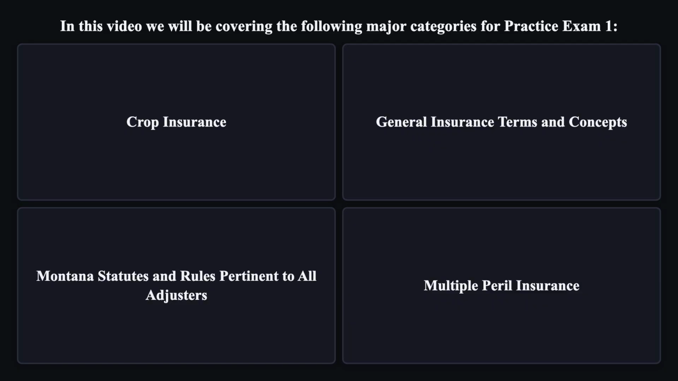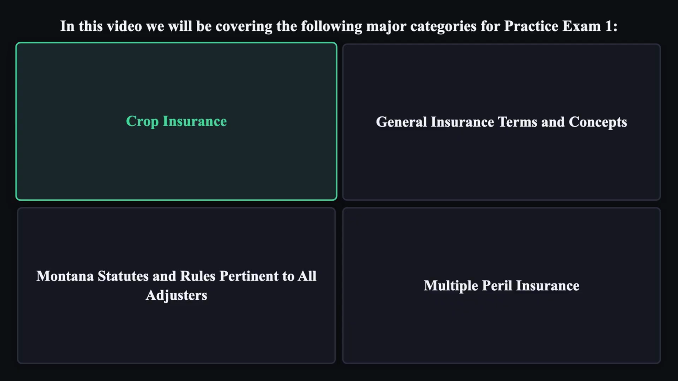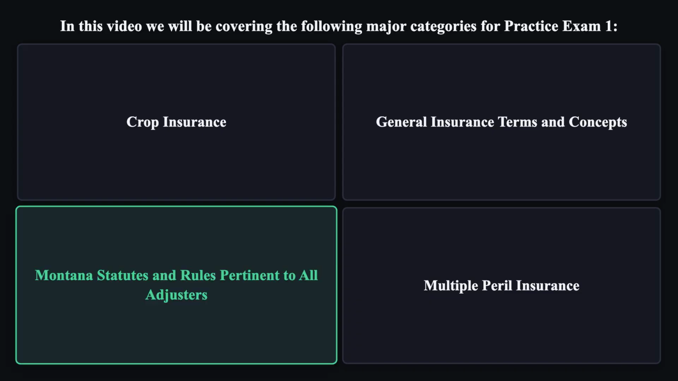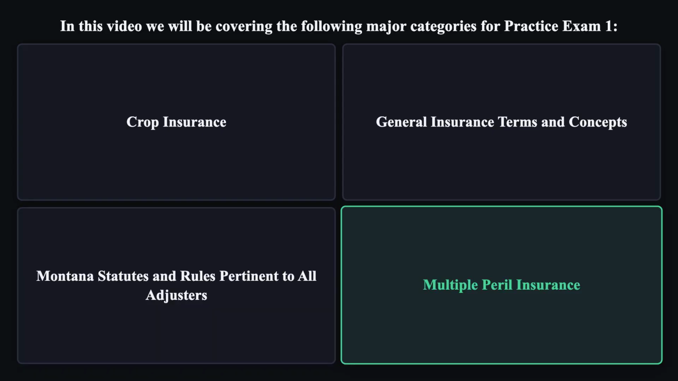In this video, we will be covering the following major categories for Practice Exam 1. Crop insurance. General insurance terms and concepts. Montana statutes and rules pertinent to all adjusters. Multiple peril insurance. Let's walk through the format. I'll read each question and its choices.